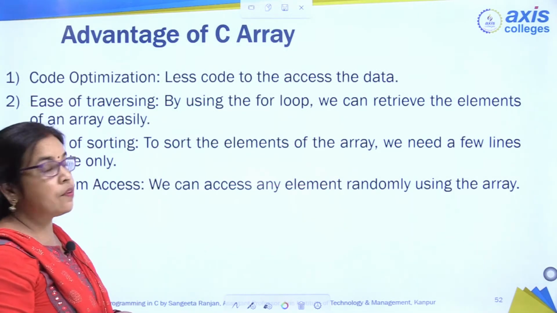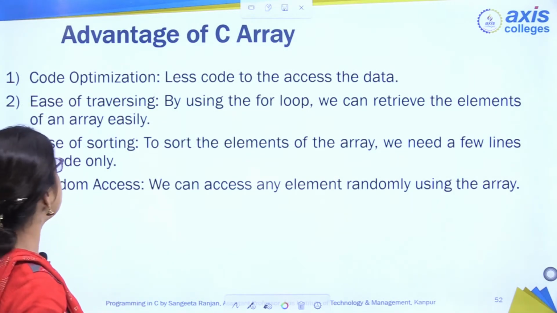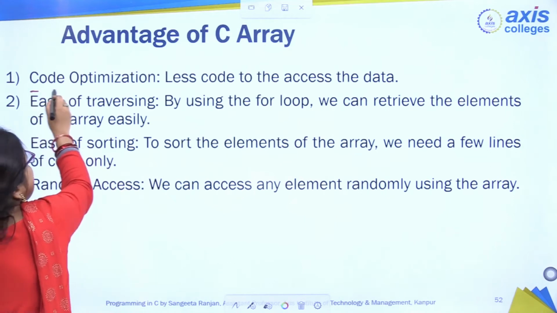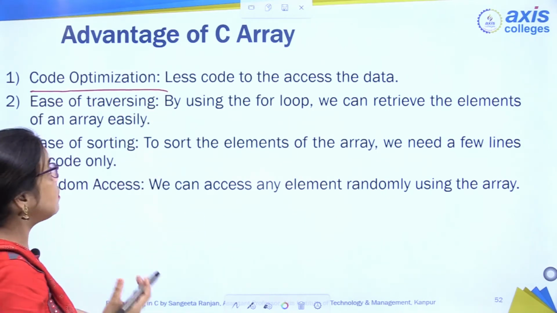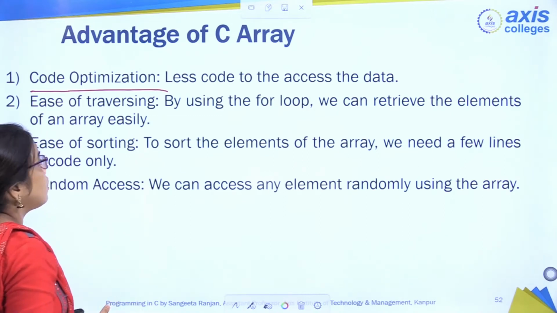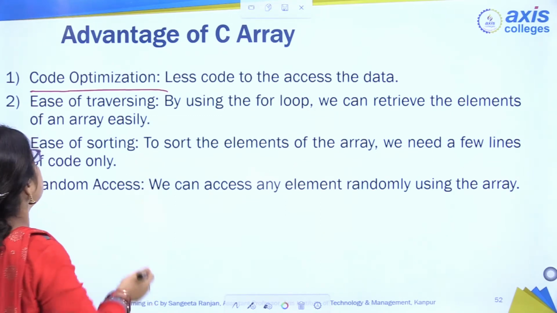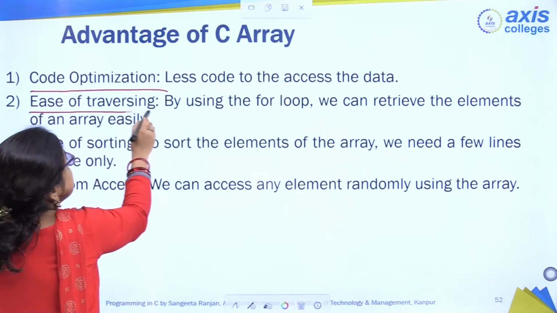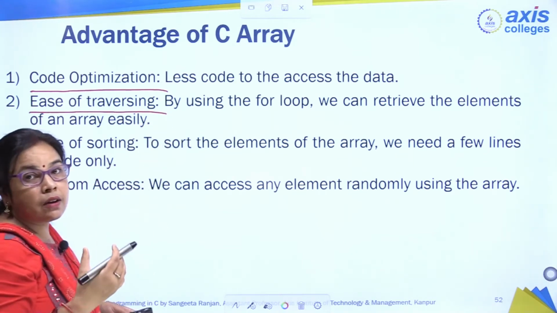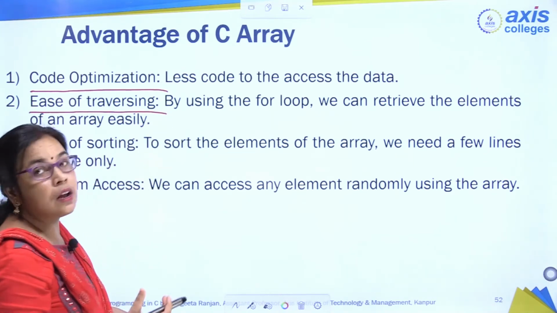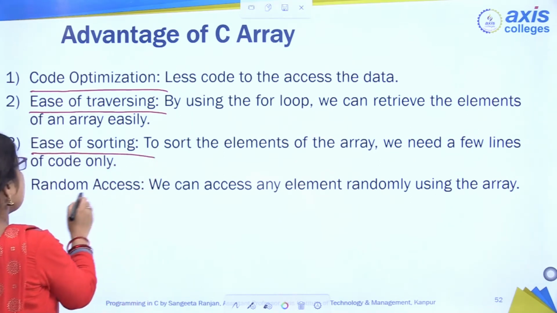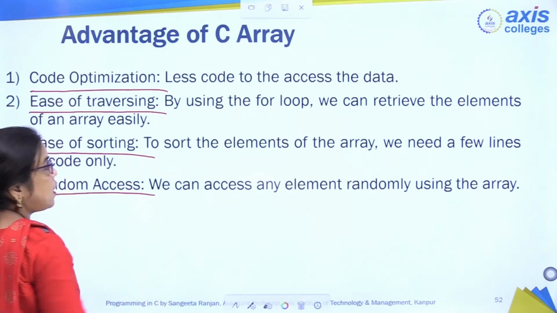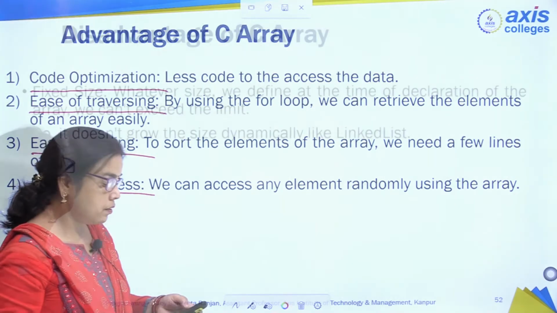Now, the advantages of arrays. What are the advantages of a C array? Code optimization: with the help of an array, we can write minimum code, fewer lines to write the program. Ease of traversing: we can easily traverse each and every element of the array with the help of a for loop. Ease of sorting: we can easily sort the array. Random access: we can easily access each and every element of the array.